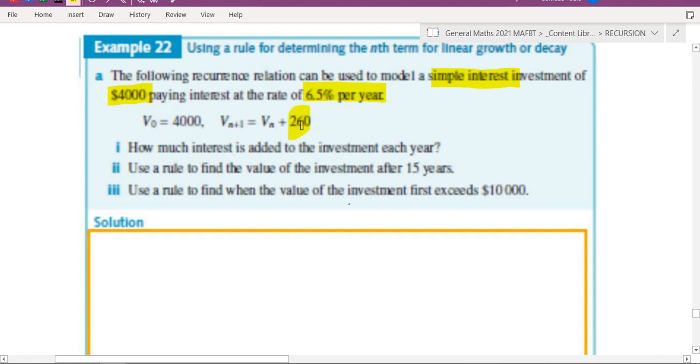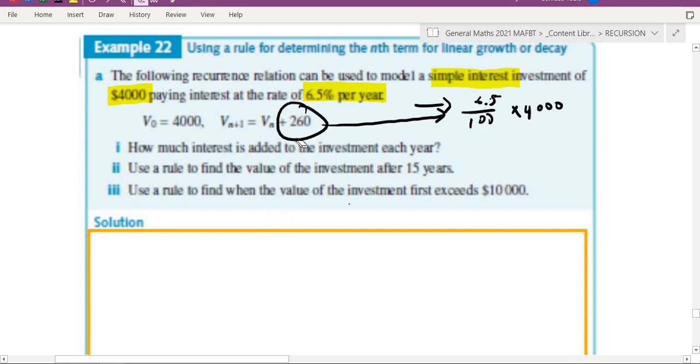So the way they got the 260 was basically 6.5% of the 4,000. Okay, so if you forgot how to do that, it's just basically 6.5 divided by 100 times 4,000. And that gave them this amount here. Okay, that 260. That's where they got that 260 from. Okay. Cool. All right. So, question 1.